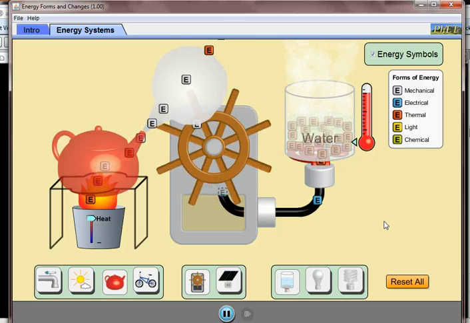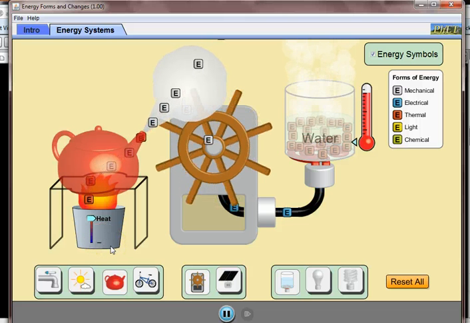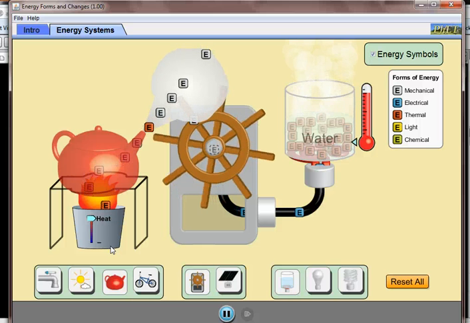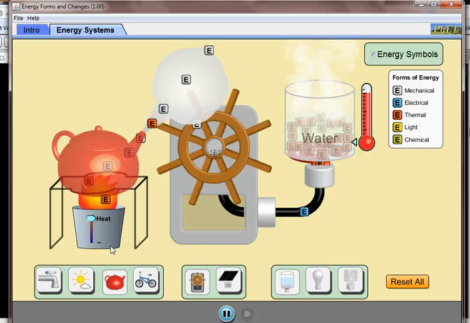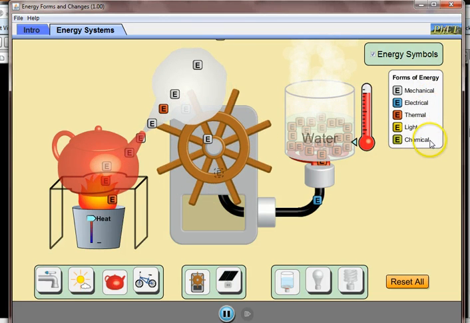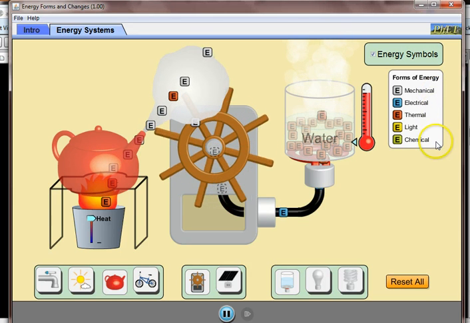What is the purpose of this? Can we say that heat is simply a form of energy? Yeah, this is forms of energy. Heat is just a form of energy. It's nothing much. It could be any of these.